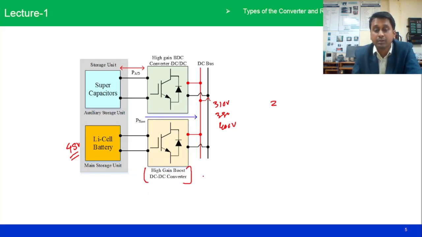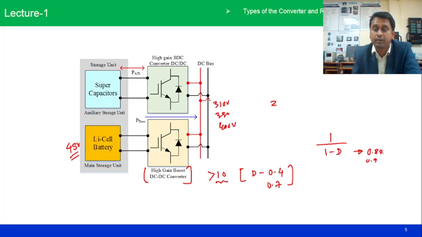Generally for the high gain boost converter, the gain requirement is greater than 10, or at least a minimum of 10, and the operating duty ratio should be 0.4 to 0.7. A conventional boost converter can also be used, but unfortunately the voltage gain is quite small. The duty ratio requirement in theory can go to 0.8 to 0.9, but this is not an operational duty ratio for the conventional boost converter.